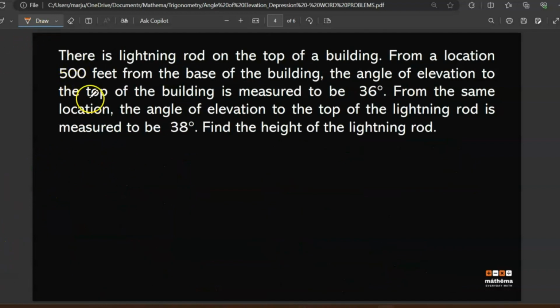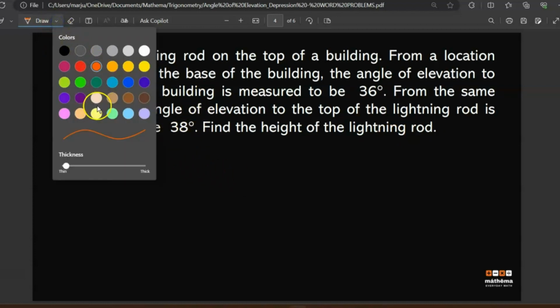For the third problem, it says here, there is a lightning rod on the top of a building. From a location 500 feet from the base of the building, the angle of elevation to the top of the building is measured to be 36 degrees. From the same location, the angle of elevation to the top of the lightning rod is measured to be 38 degrees. Find the height of the lightning rod.